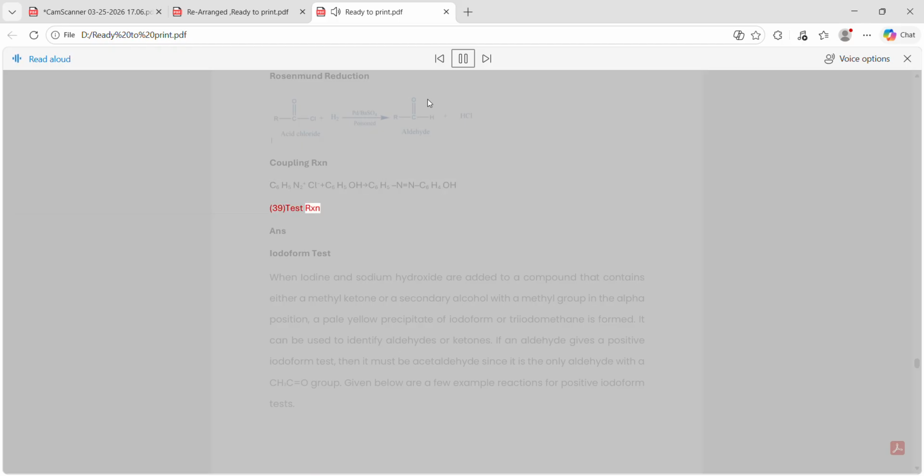39. Test reactions. Answer: iodoform test. When iodine and sodium hydroxide are added to a compound that contains either a methyl ketone or a secondary alcohol with a methyl group in the alpha position, a pale yellow precipitate of iodoform, or triiodomethane, is formed. It can be used to identify aldehydes or ketones. If an aldehyde gives a positive iodoform test, then it must be acetaldehyde, since it is the only aldehyde with a CH3C=O group. Given below are a few example reactions for positive iodoform tests.